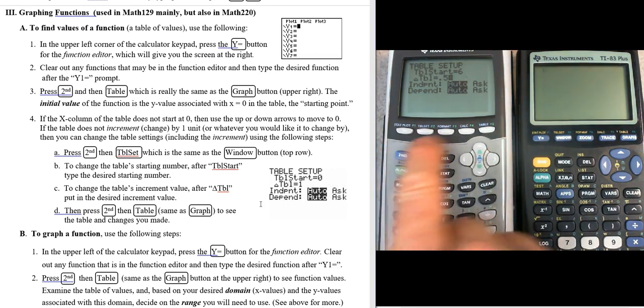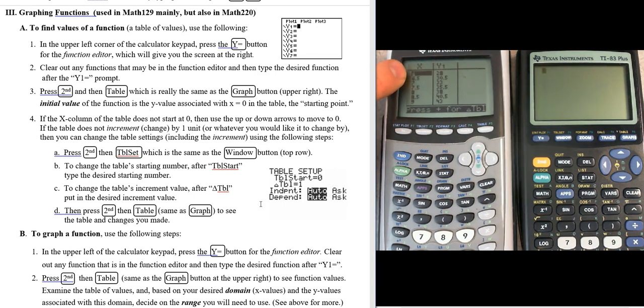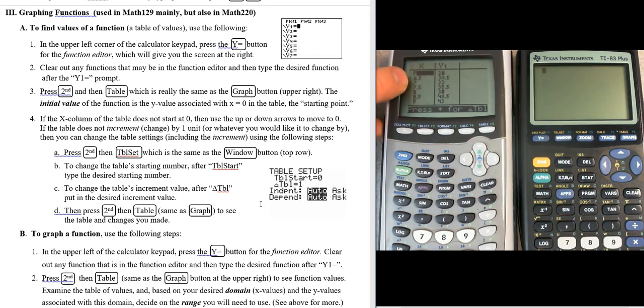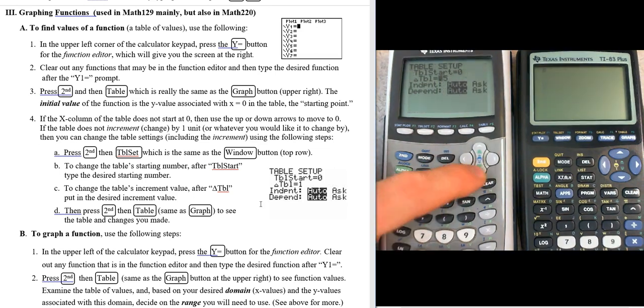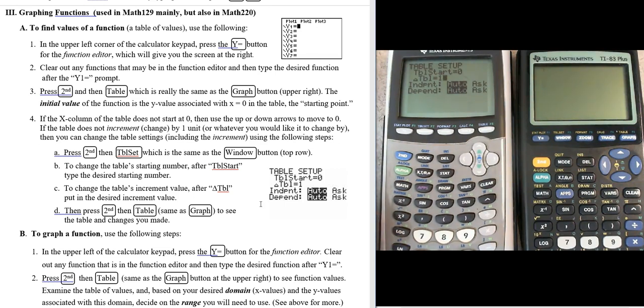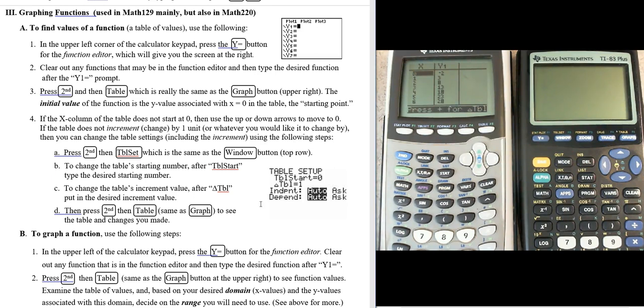So now if you hit table, notice the table is starting at 6, and it's going by 0.5. So 6, 6.5, 7, 7.5, 8, 8.5, 9, etc. And then it's giving the y values. So let's change that back to what we had before, 0 and 1, and then we'll go back to the table. All right, so that's your table there.